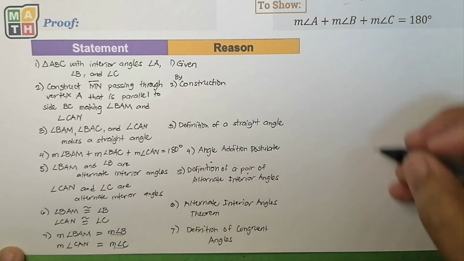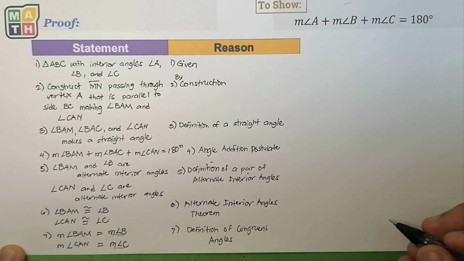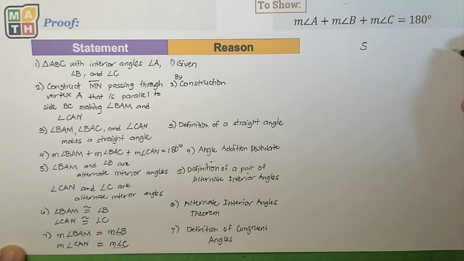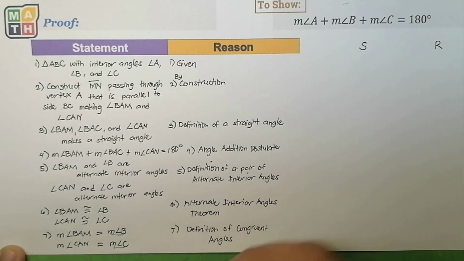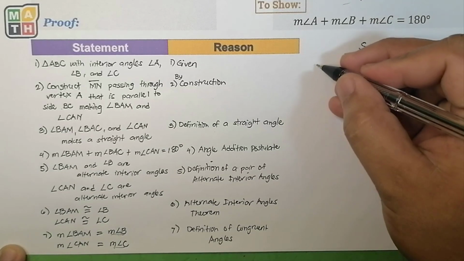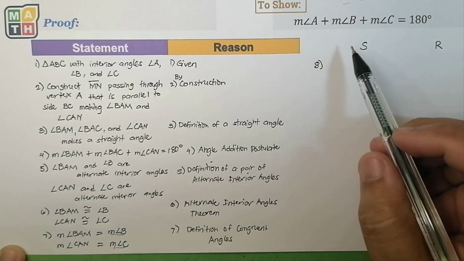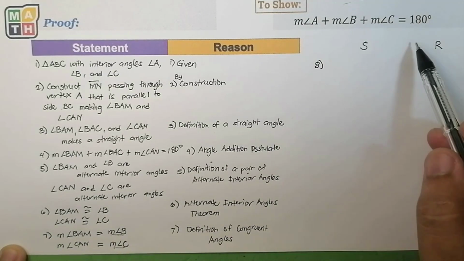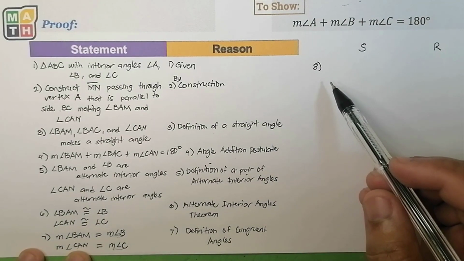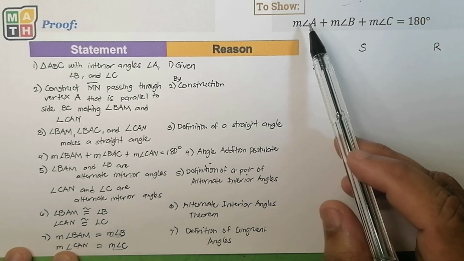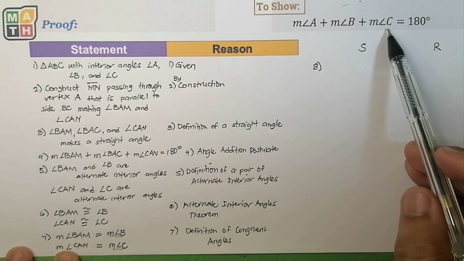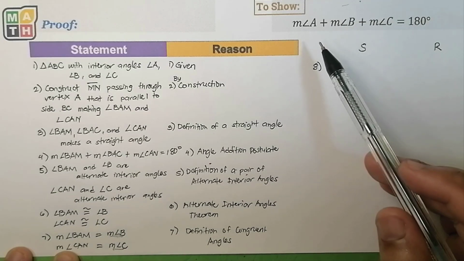So let me try to extend it here since our proof needs more statements and reasons. Let us consider S for statement and R for reason, and I have here statement number 8. Where could we locate the measurement of angle A now so that we could establish all of the relationships later? Our statement number 8 should include the measurement of angle A, since we already established the measurement of angle B and the measurement of angle C, parts of our intended target here. But where should we locate the measurement of angle A?